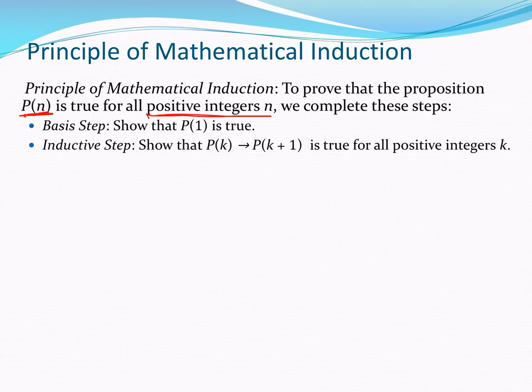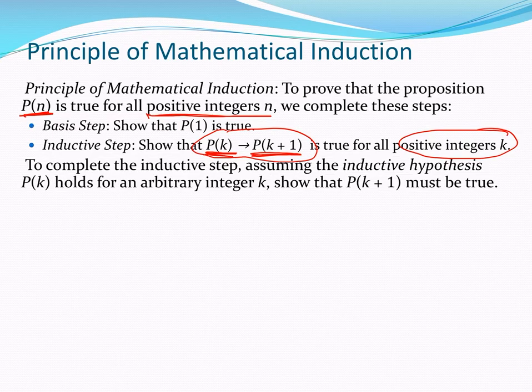And then we have an inductive step where we assume the proposition is true for some arbitrary k, and then we show that it must be true under that assumption for n equal k plus 1, and that this implication holds for all positive integers k. Usually when k is assumed to be arbitrary, we capture that. All right, so then to complete the inductive step, we have to assume the inductive hypothesis. We'll abbreviate that the IH, and that is P(k). And then we show that P(k+1) must be true.